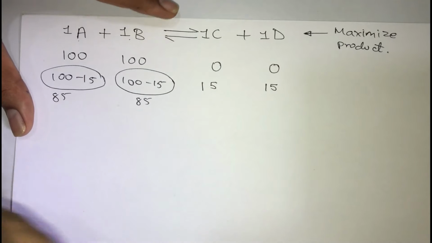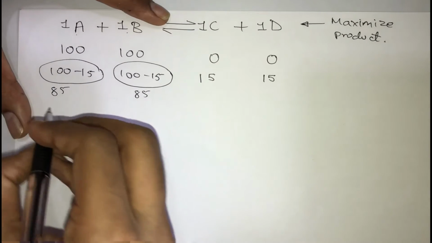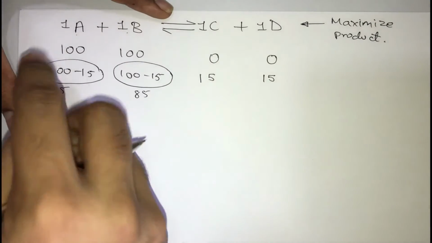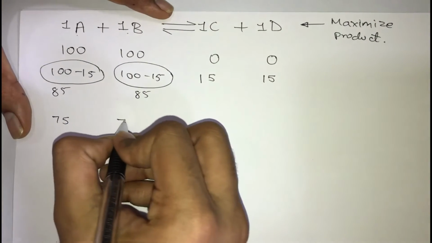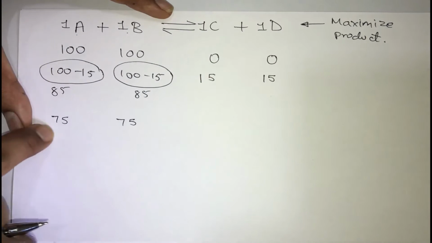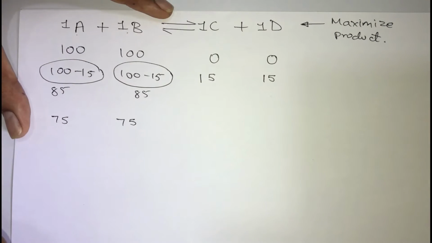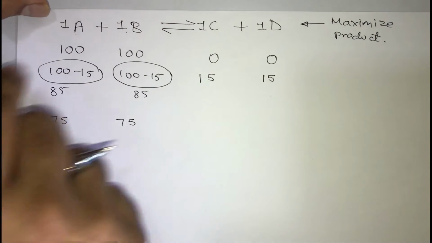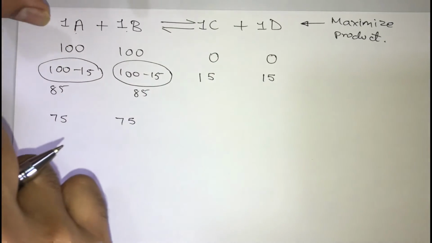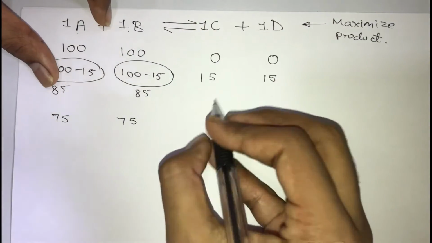Now, after a certain interval of time, what we observe is that guys, now we have only 75 moles of A and only 75 moles of B, which means that from the initial amount, 25 moles have decreased. Now if 25 moles of A and B have decreased, then it is obvious that 25 moles of A and B have been consumed to give us 25 moles of C and D respectively.